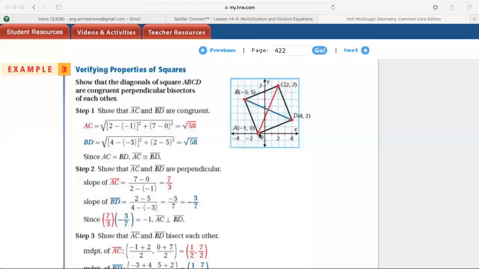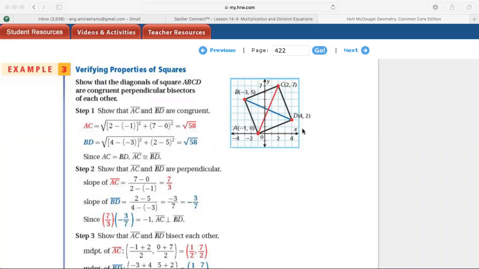The diagonals are AC and BD. How will I get the measure of AC? By the rule that I told you yesterday. So I will use the ordered pairs of A and C. Okay? x2 minus x1: x2 is 2, x1 is minus 1. So (2 minus minus 1) squared plus (y2 minus y1): y2 is 7, y1 is 0. (7 minus 0) squared, and the result is the square root of 58.